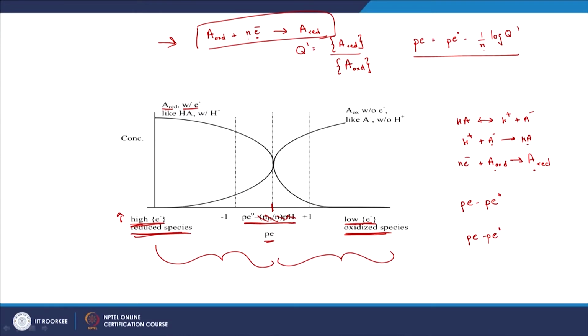Again, obviously when we have low activity of the electron, the oxidized species would predominate. So that's why in this particular region we see that the oxidized form, or the compound without the electron, would predominate. This is similar to our acid-base chemical process, where on the left-hand side of the pK we have the protonated form, with the H plus, and in this region we have the deprotonated form, without the H plus. Again, that is for your understanding.